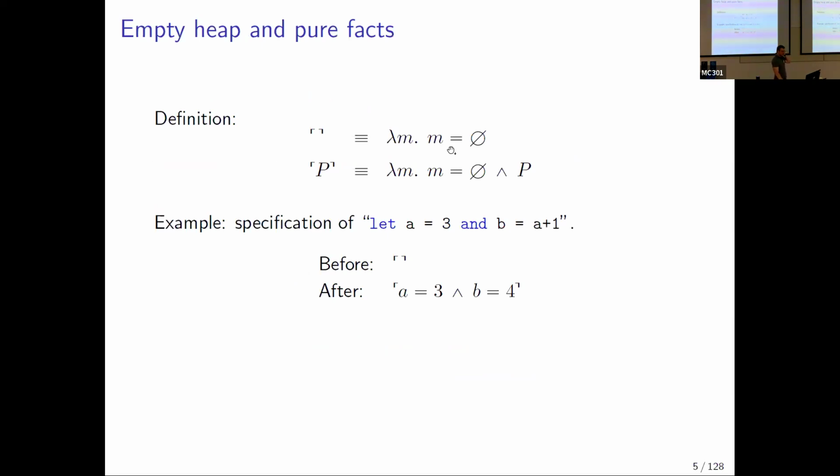The empty heap and pure facts are predicates that take a memory and say the memory is empty, and for the second case, the memory is empty and P is true. So if you have let a equal 3 and b equal a plus 1, then the precondition of this would be the empty heap, and the postcondition would also be the empty heap, but knowing that a is equal to 3 and b is equal to 4. And the empty heap is equivalent to the empty heap with true inside.